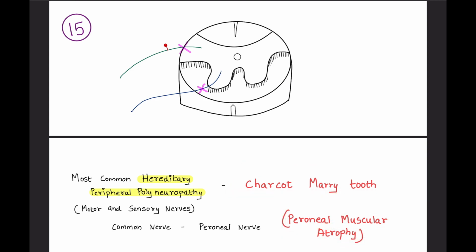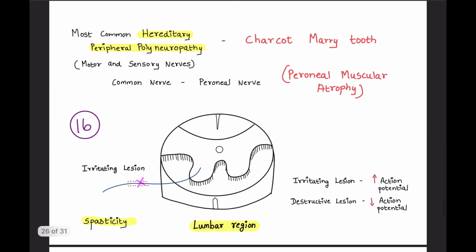This condition is the most common hereditary peripheral polyneuropathy. Hereditary, the patient will have a family history. Peripheral, Charcot-Marie-Tooth condition only involves peripheral nerves and not central nerves. Polyneuropathy because it involves both the sensory nerve roots and motor nerve roots. Then we move on to the next case.